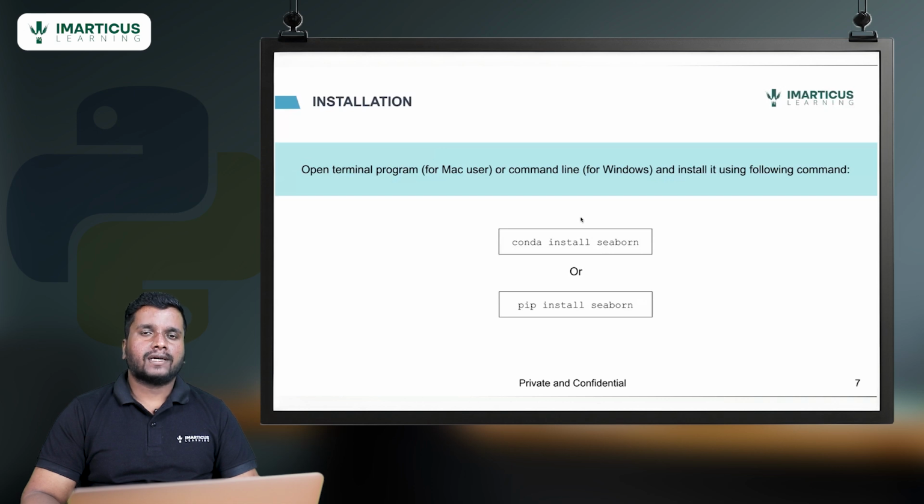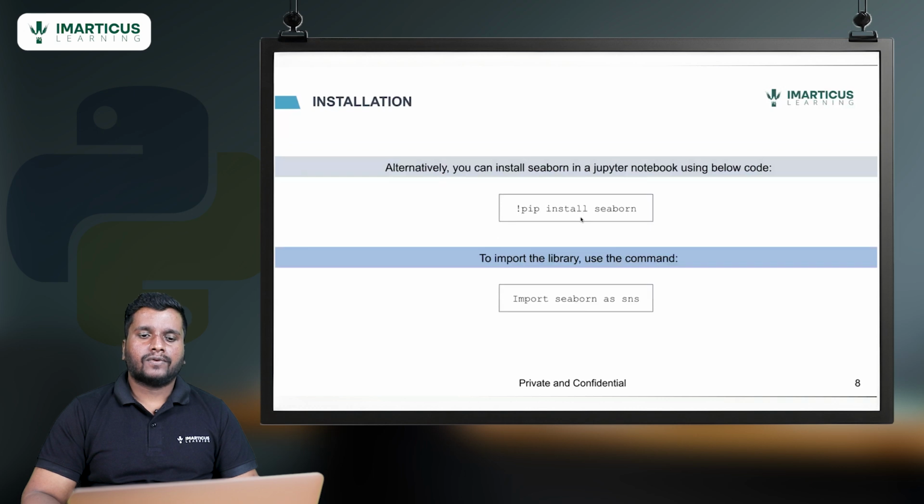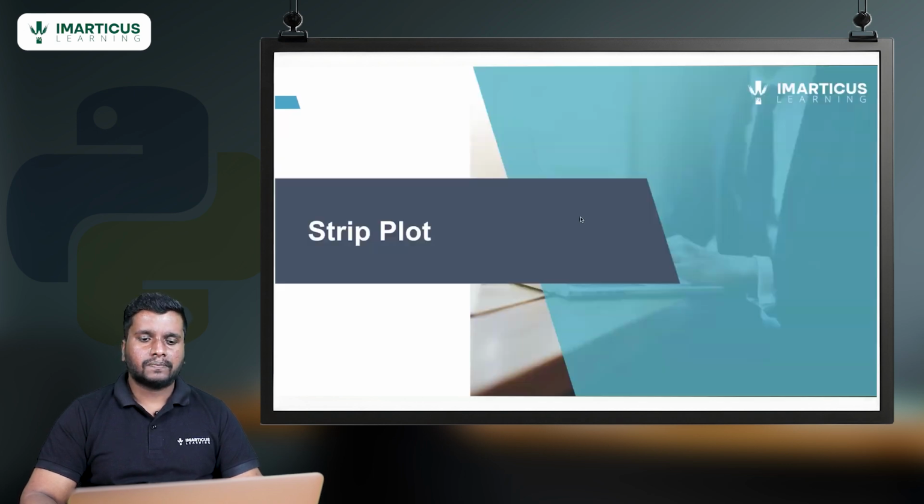If you want to install and get started with Seaborn, you have to write conda install seaborn, or you can write pip install seaborn in your terminal or command prompt. If you want to do it from the Jupyter Notebook, you can use exclamation pip install seaborn. This exclamation sends the command directly to your terminal or command prompt instead of executing it as Python code. Then you import it with the same syntax, import seaborn as sns, as we have done for other libraries, where sns is an alias for seaborn, because we cannot keep on typing seaborn all the time.